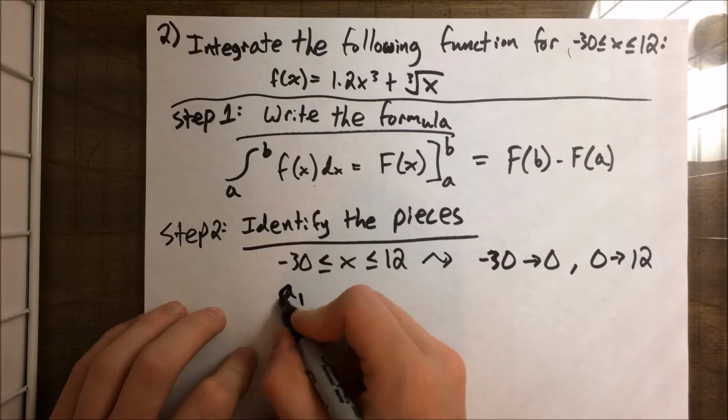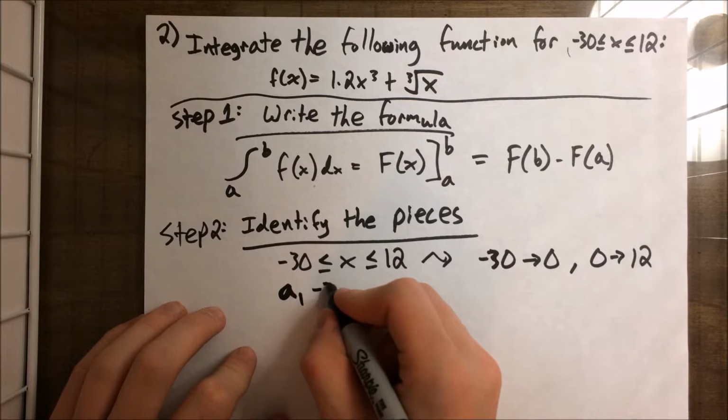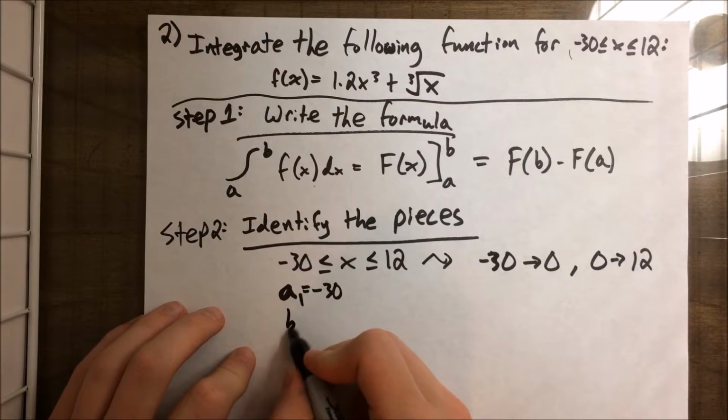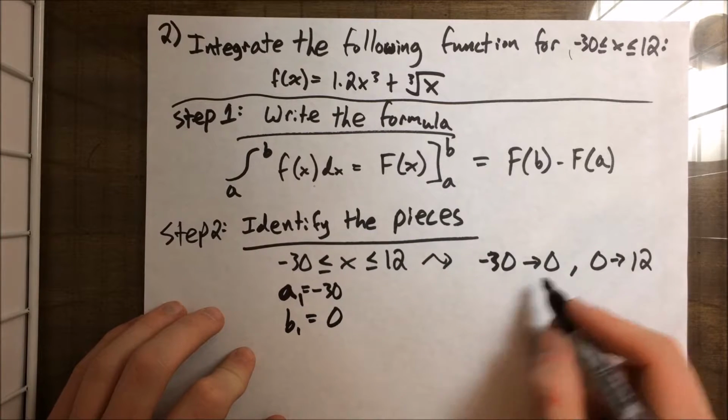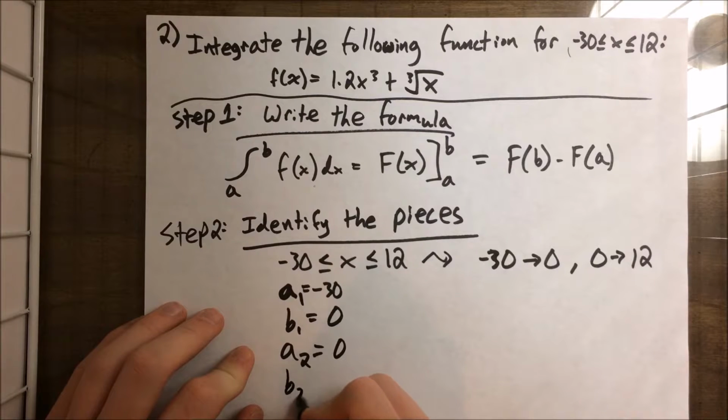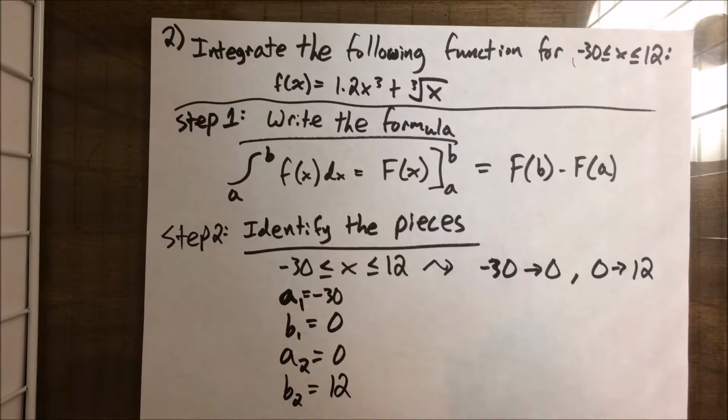So a1 is going to be equal to negative 30. b1 is going to be equal to 0. a2 is going to be equal to 0, and b2 is going to be equal to 12.